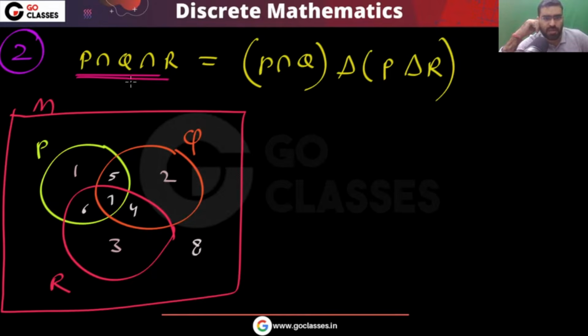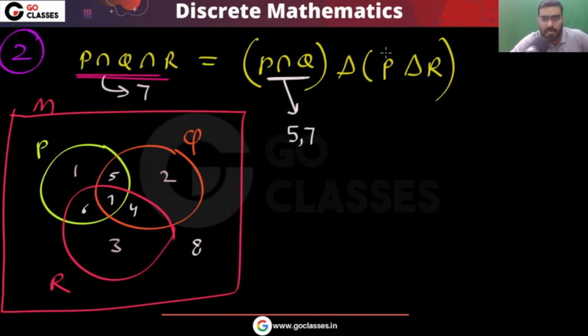So what is the area of P intersection Q intersection R? This area is area number 7, right? Yes or no? Area number 7. What about this one? Can you tell me the area of this one? P intersection Q. The area is 5, 7. Okay, so 5, 7. This is the area. What is the area here?